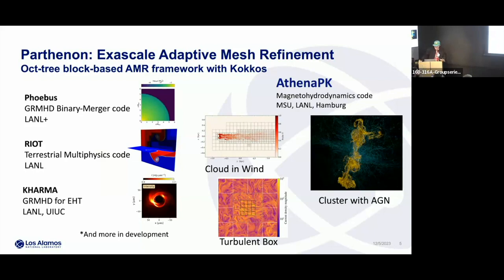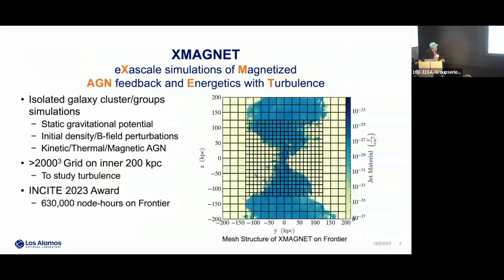So since everyone is giving their big simulation some snappy name with a really awkward acronym, just yesterday, we dubbed our simulations X-MAGNET. So these are the exascale simulations of magnetized AGN feedback and energetics with turbulence. This is a suite of isolated galaxy cluster and group simulations. It looks pretty similar to the setup that Trung Ha showed yesterday, in that we have a static gravitational potential, some initial perturbations, and AGN feedback, which is triggered by cold gas.